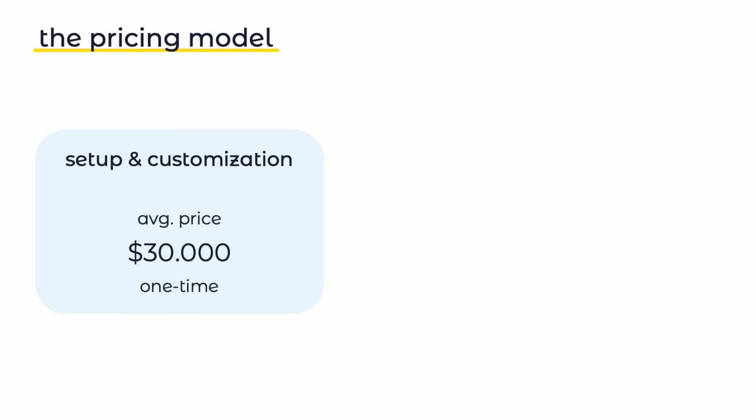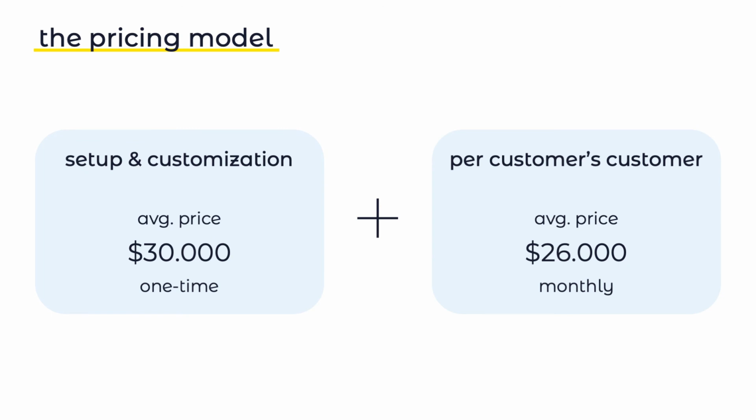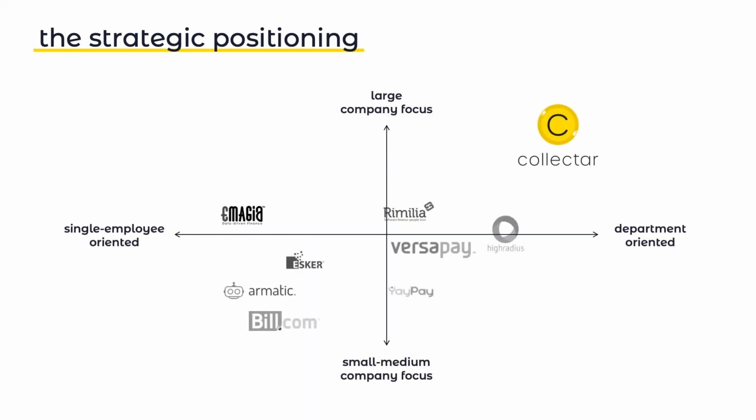Talking about revenue streams, we first charge an onboarding fee that covers the setup and customization, which amounts to about $30,000. Secondly, we charge a monthly fee depending on the number of customers that the customer has, which amounts to about $26,000. With all of this in mind, how do we position ourselves on the market?